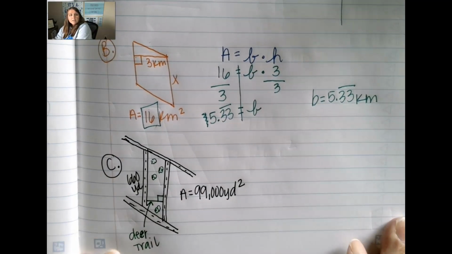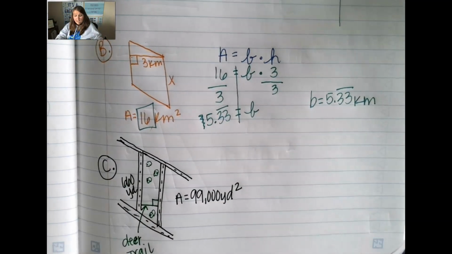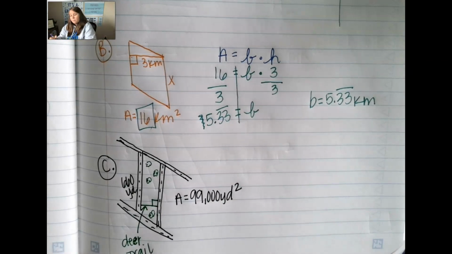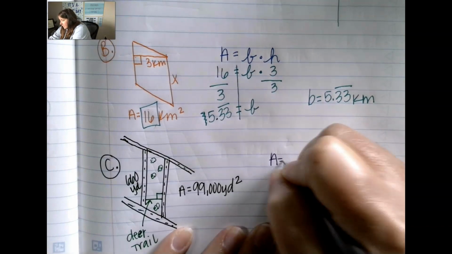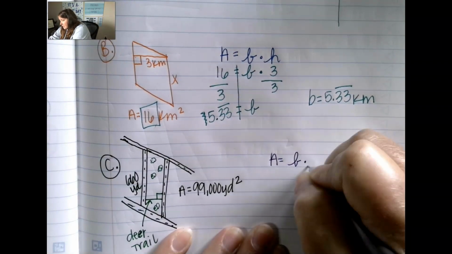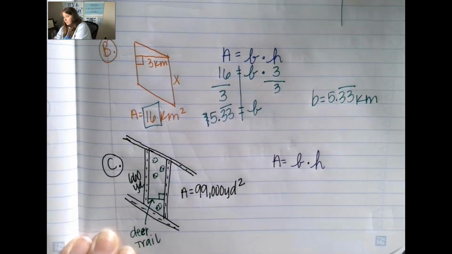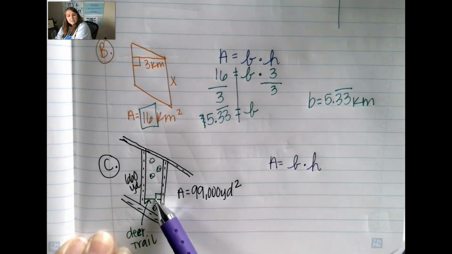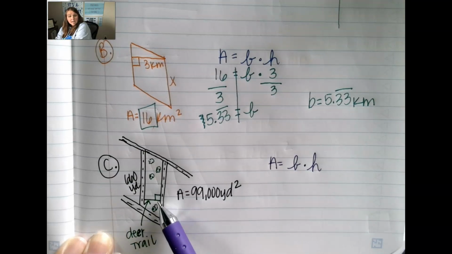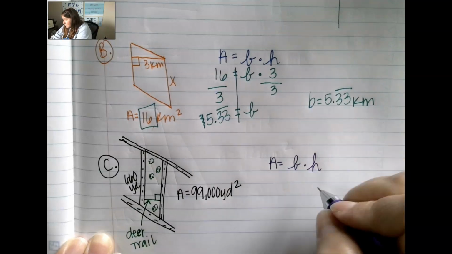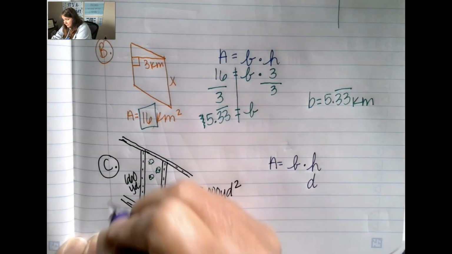Okay? It works the exact same way. We're still using this formula. Area equals the base times the height. We know the height is on the right angle, so it doesn't matter what letter this is. The height is always going to be on the right angle. It just happens to be a deer trail, so we could use D for deer trail.